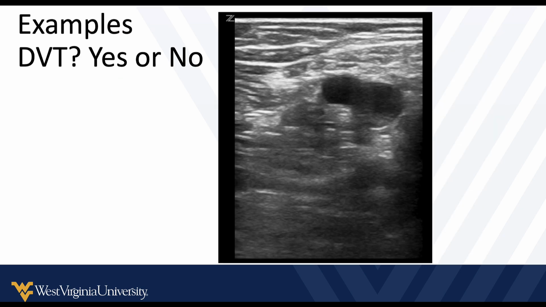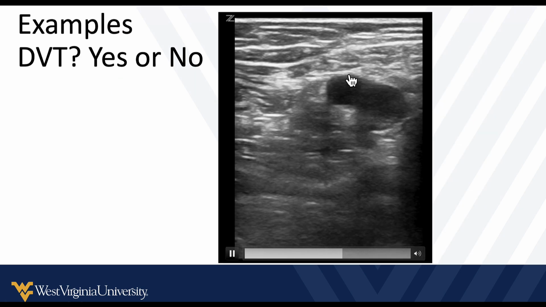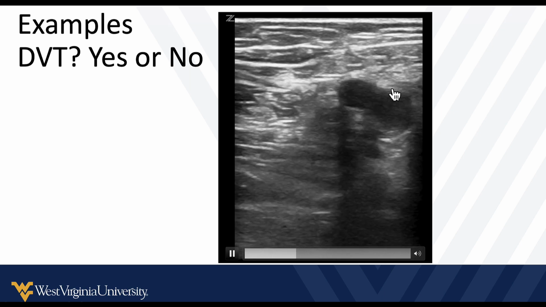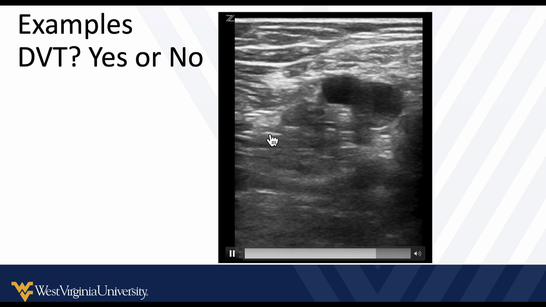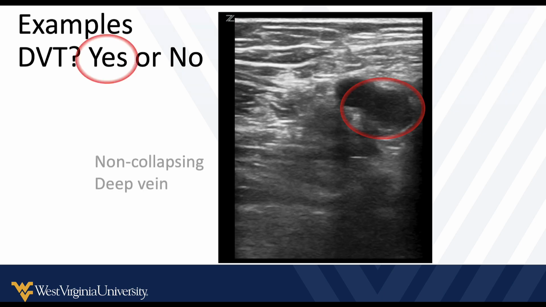This is another example. This looks like a right femoral. So again, we see the pulsatile artery. Always find the arteries first. We find the vein in association. And again, it's got echogenic material in it and it doesn't compress. So this is again another example of a femoral DVT.